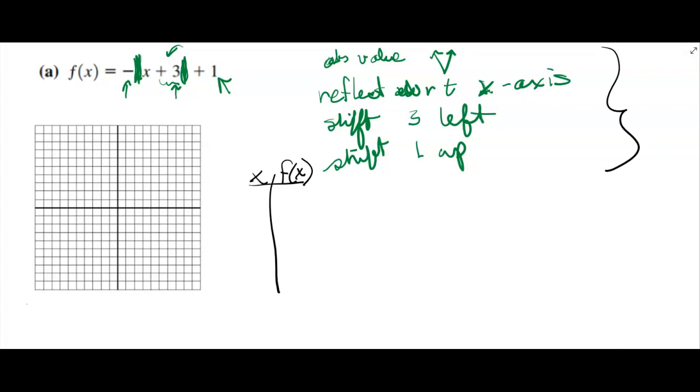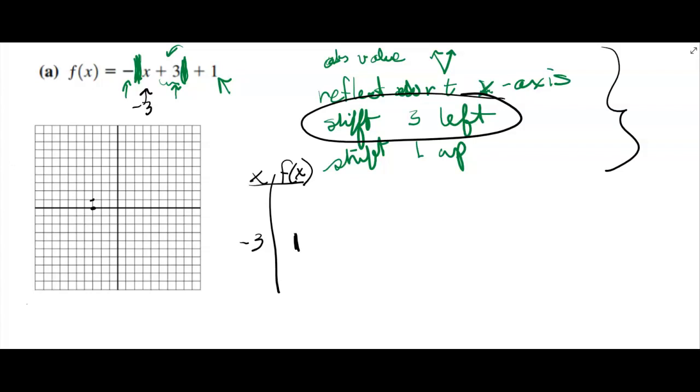Okay. So the horizontal shift right there is 3 left. I would put in -3, and I would put it in the middle, because that's going to be where the vertex is. Now let's plug it in. Let's see what happens. You put in a -3. -3 plus 3 is 0. The absolute value of 0 is 0. Minus 0, 0, plus 1. You get a 1 out.